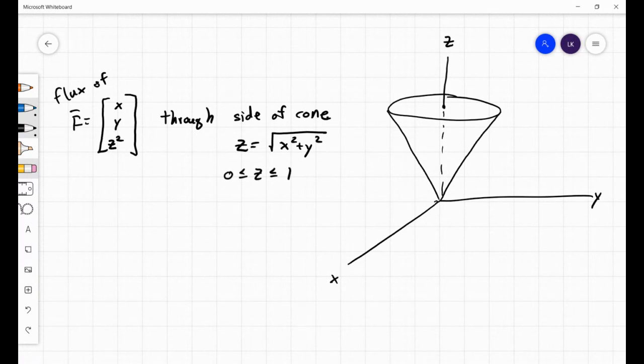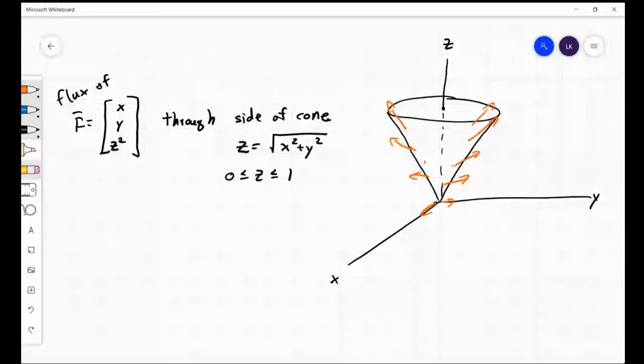So at each point on this cone, we can draw our vector field, okay. And we want to know how much of that vector field is flowing through our cone. So step one is we need a parametrization for that cone.